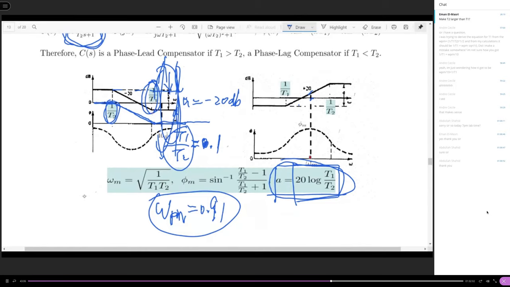I mean, the 1 over T1 definitely should be less than the omega PM, right? Actually, you can see that the 1 over T1, comparing with the omega M, the better performance you're going to have. Why? Because you see, this distance will be bigger. This distance bigger means that the negative phase provided by the factor will be smaller. And that's what we want, okay?